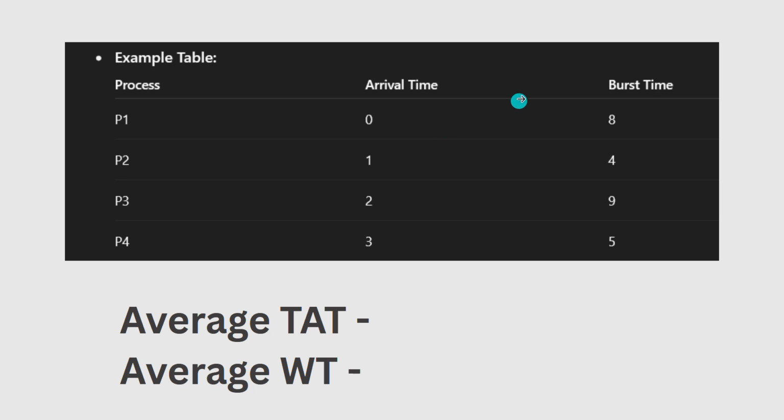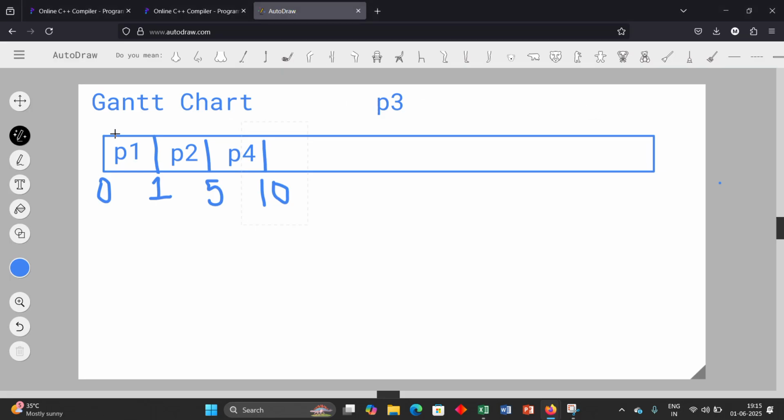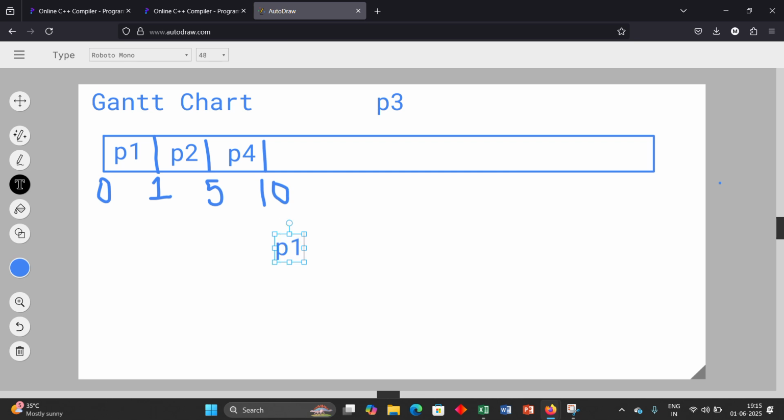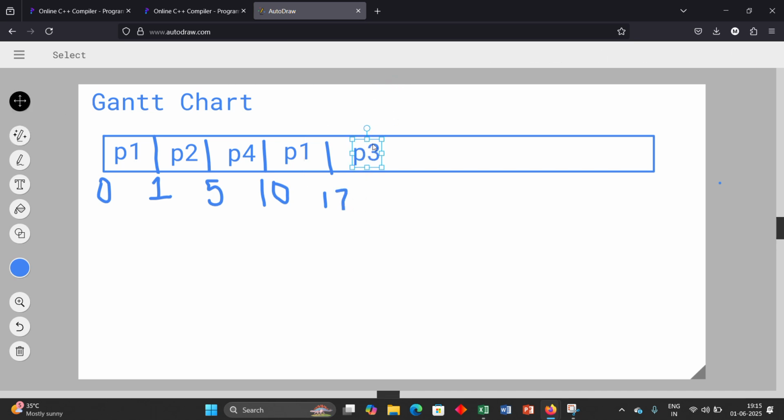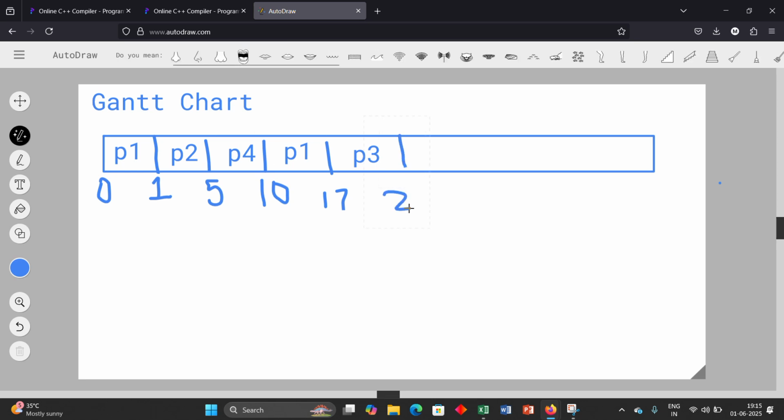And after that, we have P3 and P1 remaining in our ready queue. P1 has execution remaining time of 7 seconds. So P1 will get the CPU. So again, P1 will get the CPU and it will complete its remaining 7-second execution. So 10 plus 7 is 17. And at the end, P3 will get the CPU and it will execute for 9 seconds. So at 26, our execution stops.